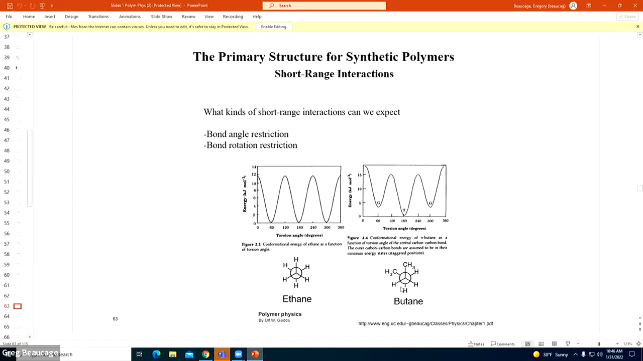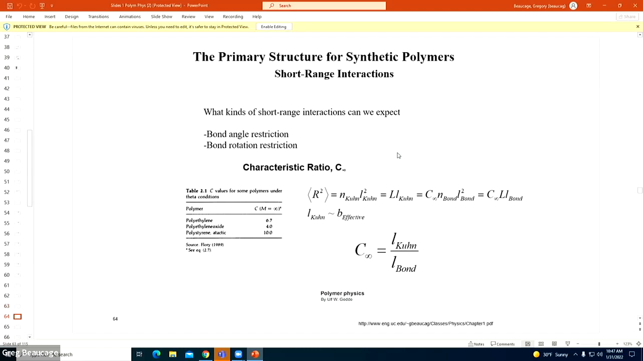Ethane is symmetric, butane isn't, because it's got this extra group. So when you rotate it around, here it's all hydrogens over each other, and then here the methyl groups overlap, so you get trans and gauche plus, gauche minus. And then for a polymer chain, it kind of acts like this. The CH3 becomes a polymer.